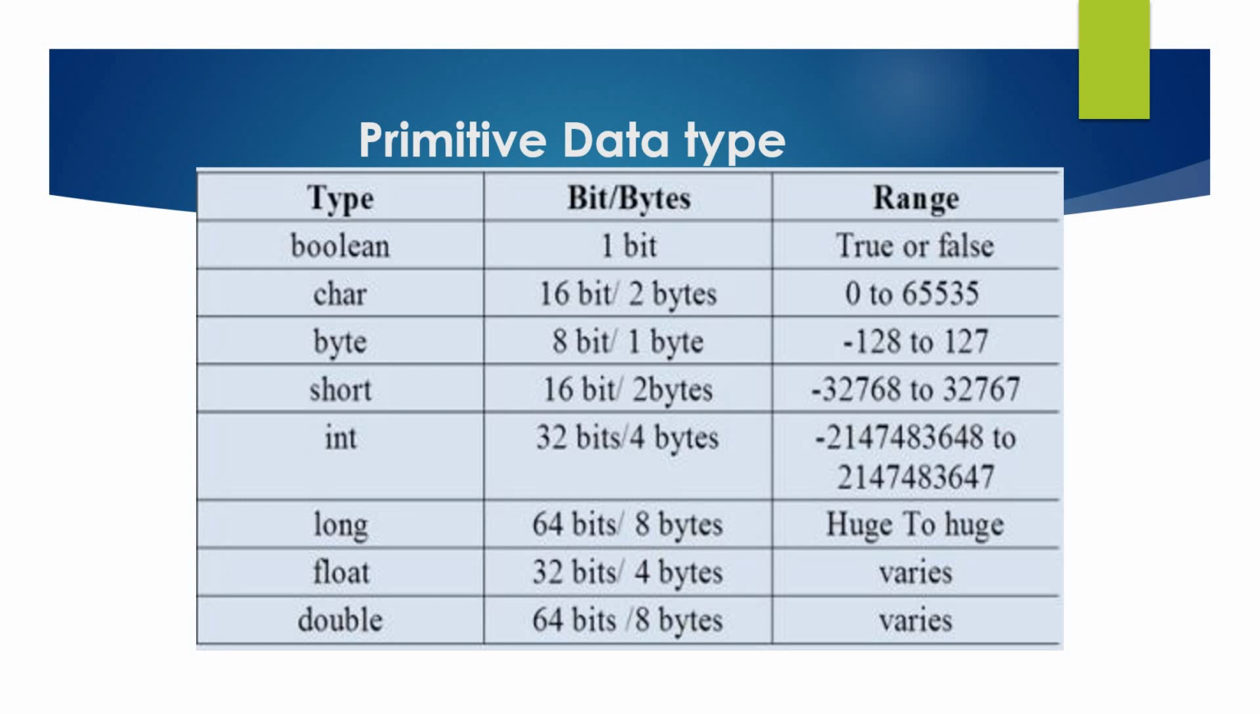We have an integer, which has 4 bytes, so it has a very big range here. Long also has a very big range. It has 8 bytes. Float has 4 bytes, and it varies. And double also has 8 bytes. So let us try to discuss further using Eclipse.